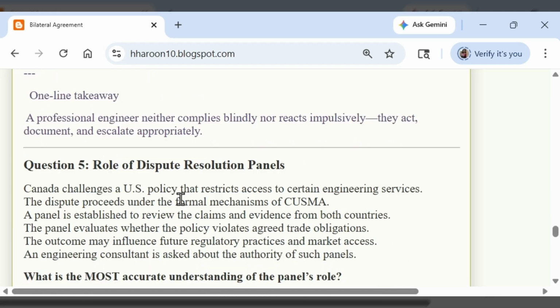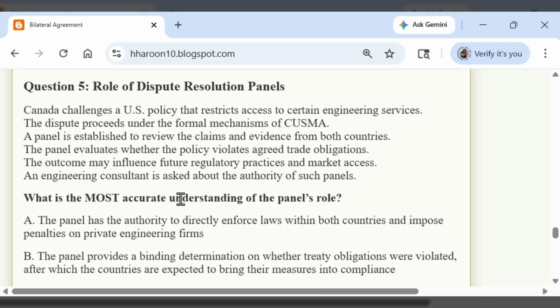Canada challenges a US policy that restricts access to certain engineering services. The dispute proceeds under the formal mechanisms of CUSMA. A panel is established to review the claims and evidence from both countries. The panel evaluates whether the policy violates agreed trade obligations. The outcome may influence future regulatory practices and market access. An engineering consultant is asked about the authority of such panels. What is the most accurate understanding of the panel's role?